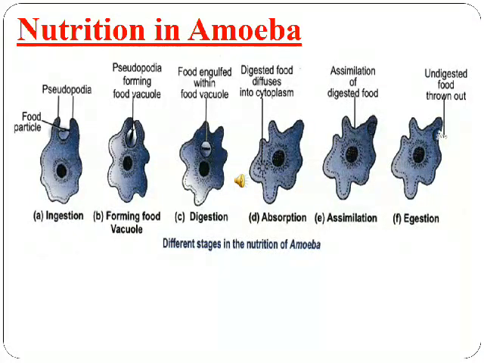Nutrition in amoeba. Amoeba is a unicellular organism. You can find amoeba in ponds, pools and ditches. It is constantly changing its shape by pushing out one or two or more finger-like projections called pseudopodia. Pseudo means false, podia means feet, so false feet. The pseudopodia are used for locomotion and capturing of food.